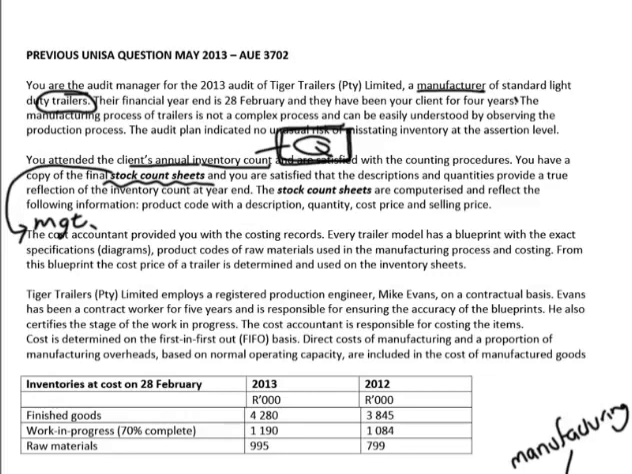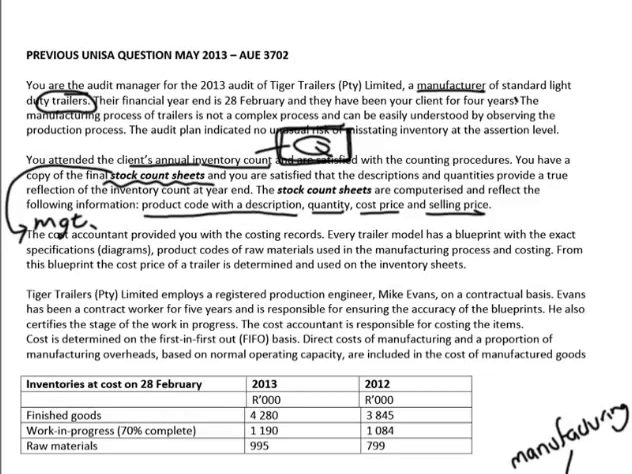The stock count sheets are computerized and reflect the following information: product code with a description, quantity, cost price, and selling price. That's great, because now when we're performing our substantive procedures, we can actually pull pricing, so we can get the selling prices, get the cost prices, and do net realizable values. We can also do things like pulling the quantity and making sure it agrees to what we counted, so that we know we're using the correct quantity in our calculations.